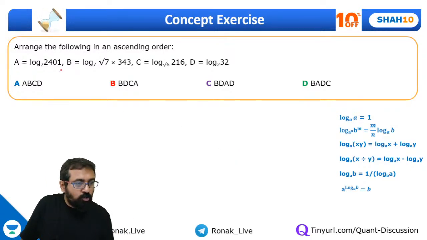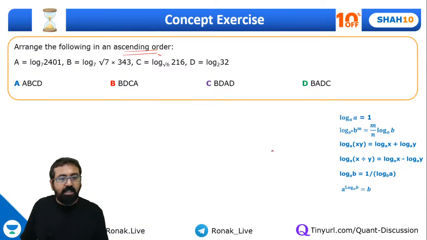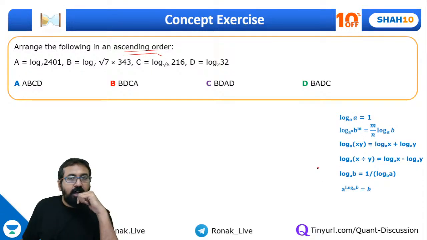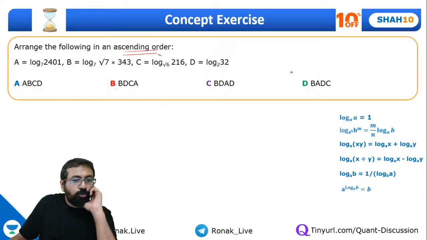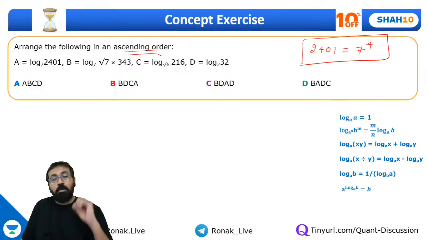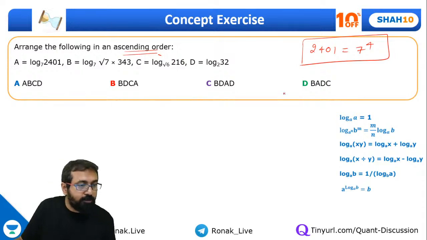Let's go ahead with this one. Arrange the following in ascending order. Everyone, tell me the answer quickly. You need to arrange the following in ascending order. 2401, of course, is 7 raised to 4, for your knowledge and information.